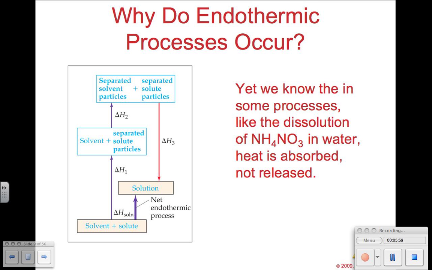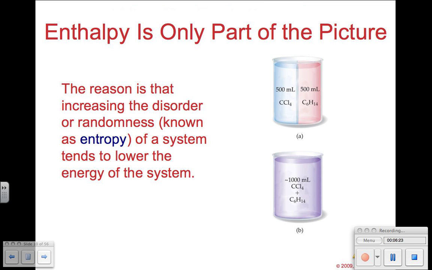So we do know that in some processes, like the dissociation of ammonium nitrate in water, heat is absorbed, not released. So this would be like the example of an instant ice pack. That's what ammonium nitrate is going to do when it comes in contact with water. It gets very cold. So why does it happen spontaneously?